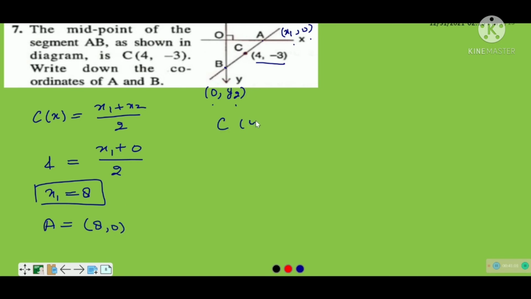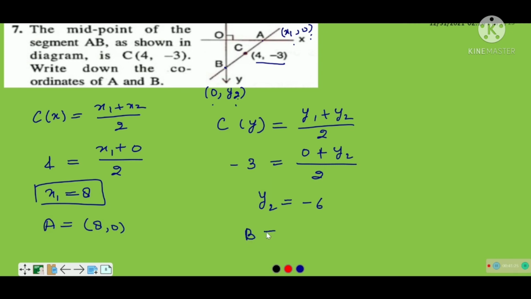Now apply the midpoint formula for the y coordinate of C. The y coordinate of C is -3, the value of y1 is 0, and y2 we have to find. y2 is -6, which means the coordinates of B are (0, y2), that is (0, -6).